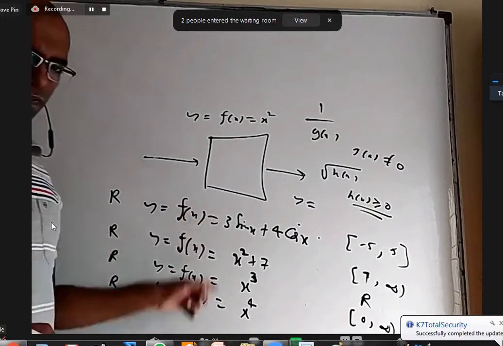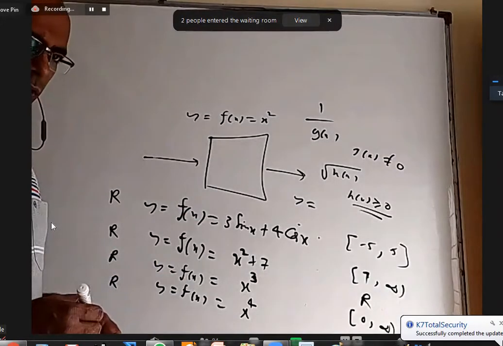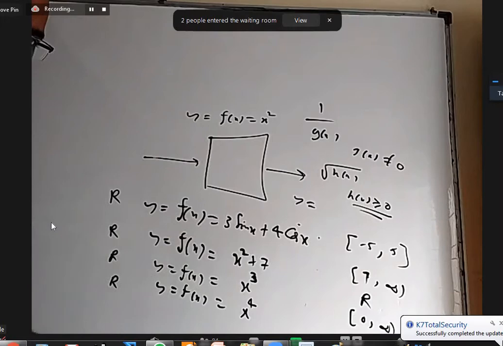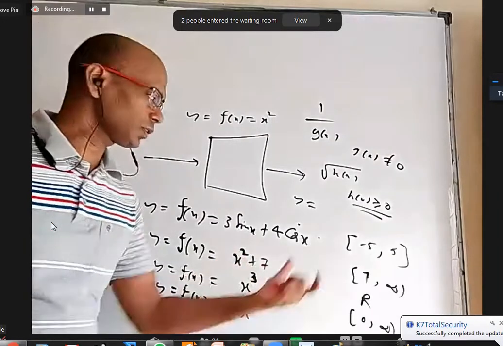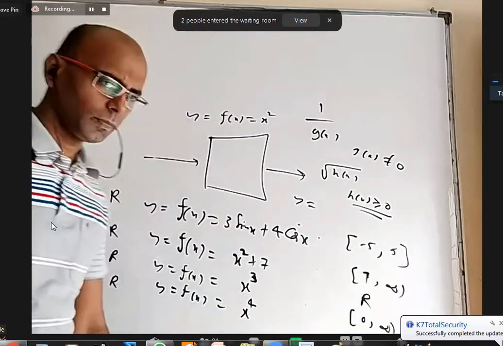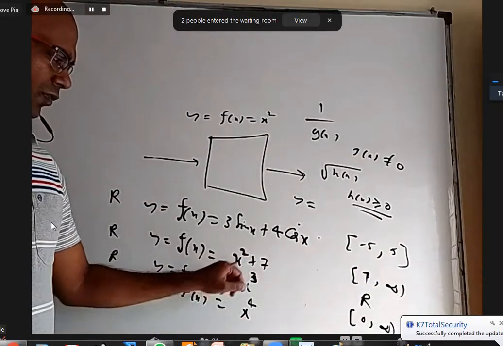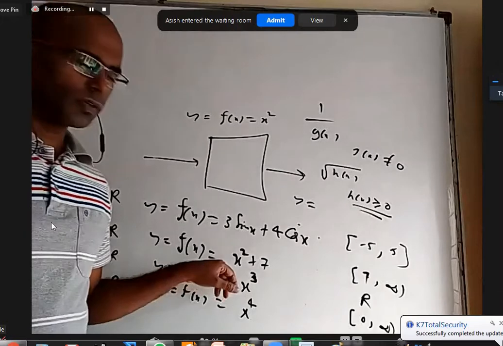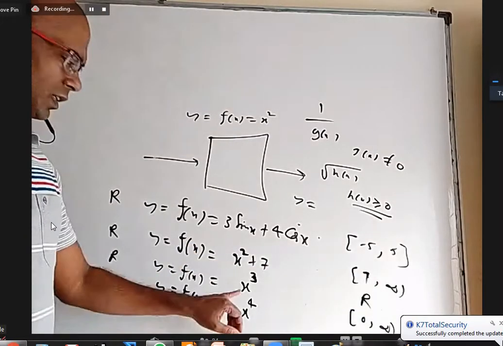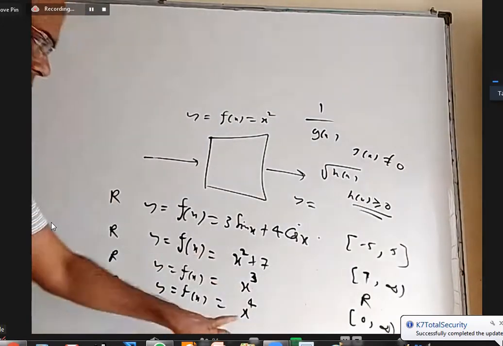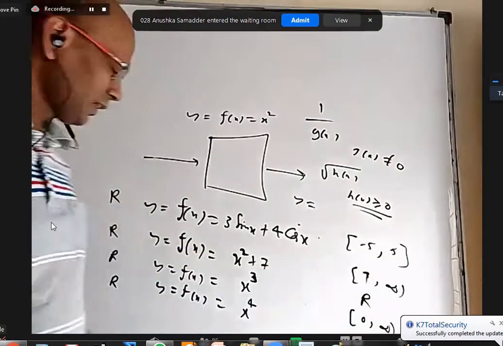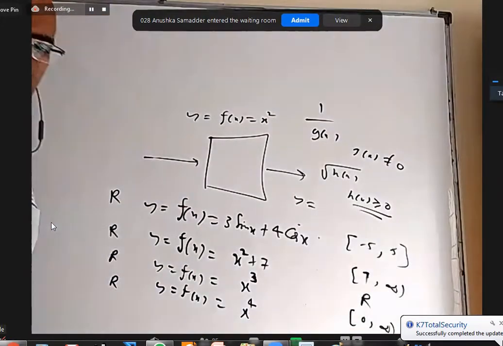So in all these functions, the domain is all real numbers. You can substitute any real number and it will be defined. But here, the maximum value of the output is 5, the minimum value is minus 5, and in between everything will be covered. This is minimum 0, so when you add 7, it will be minimum 7, including 7, so 7 to infinity. This can cover all the negative numbers and all the positive numbers, so all real numbers. And this is 0 to infinity. And I can give some other examples where we do it slightly differently.